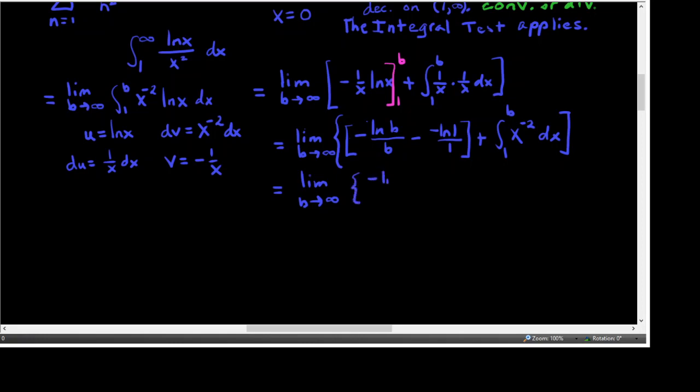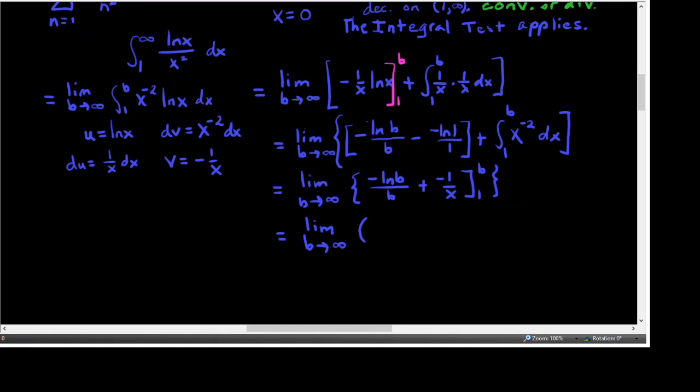So negative natural log of b over b. Natural log of 1 is 0, so that'll end up being minus negative, so plus 0 over 1 is 0. Plus the antiderivative of x to the negative 2. Well, that's what we did in our integration by parts, isn't it? So we already know what that answer is. It's negative 1 over x, and that will be evaluated from 1 to b. Well, it's so nice when your own work comes back and helps you. As long as you did the first time correctly, you can sure save yourself a lot of time.